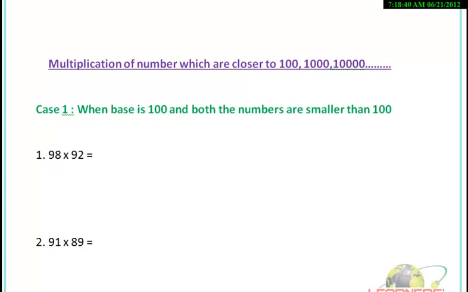Now, what I mean by the base being 100 is when both the numbers, or any one of them, is closer to 100, and the other may or may not be closer to 100. In the case when the base is 100, we'll be taking the difference of the numbers from 100. Let's see in this example.